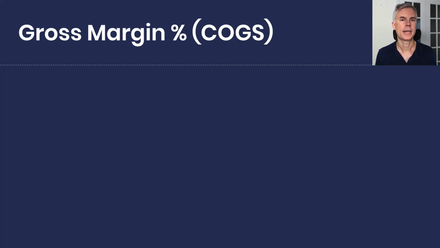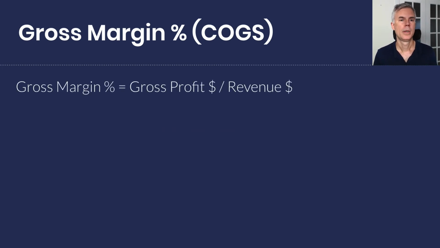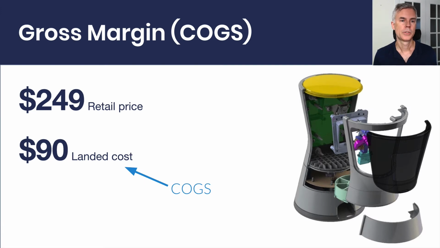From the gross profit, we can calculate the gross margin. So the gross profit is a dollar value, the gross margin is a percentage value. And the formula we use here to get that percentage is the gross profit in dollars divided by the revenue in dollars. So we're going to show the gross profit as a percentage of revenue to get the gross margin. So here, we know that the gross profit is $159. Get out your calculators. What is the gross margin going to be? Again, we're going to divide the gross profit, that $159, by the retail price. So when we divide $159 by $249, what's the answer?